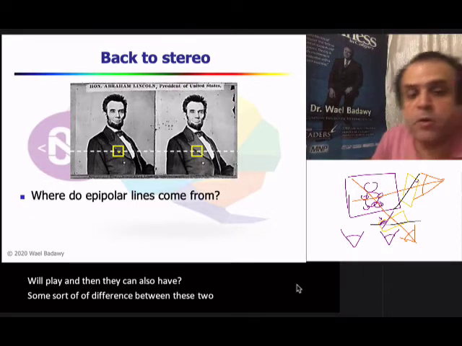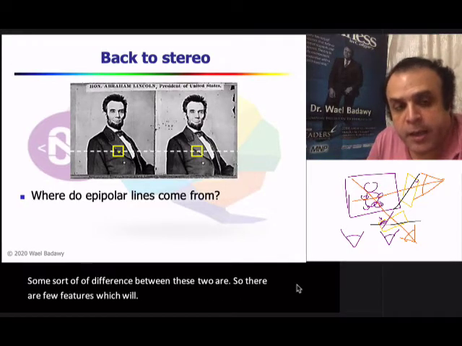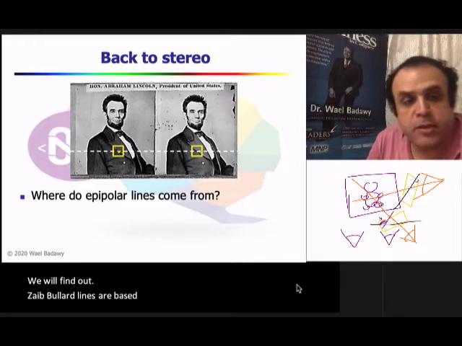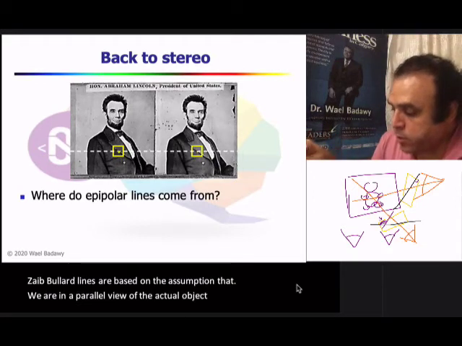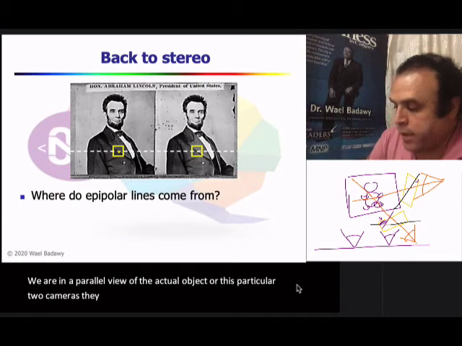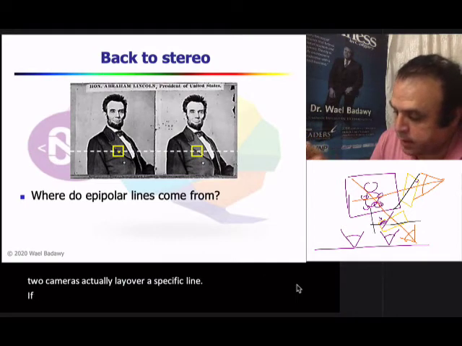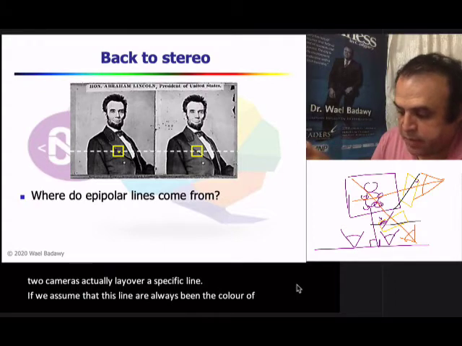So there are a few features which we will find out. The epipolar lines are based on the assumption that we are in a parallel view of the actual object, or that these two cameras lie over a specific line. However, we assume that this line is always perpendicular to the object or affixed from the object.